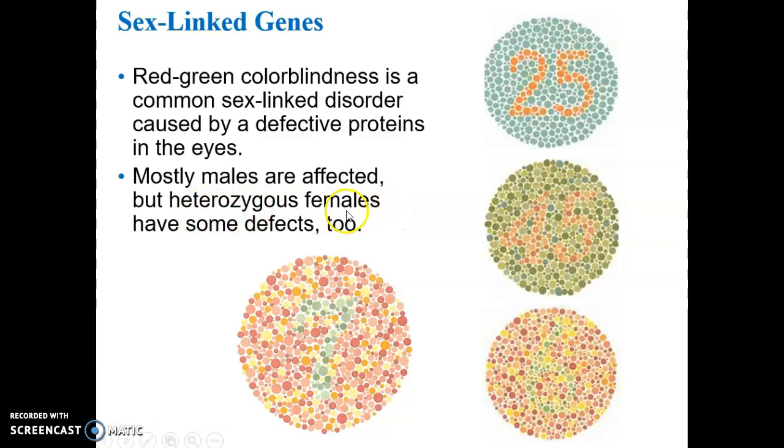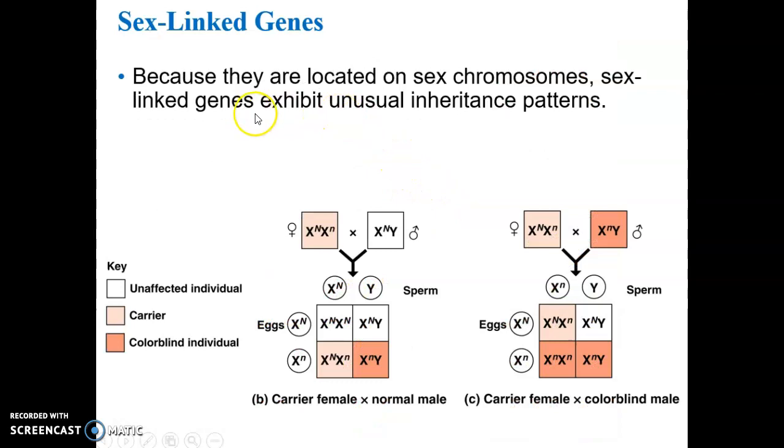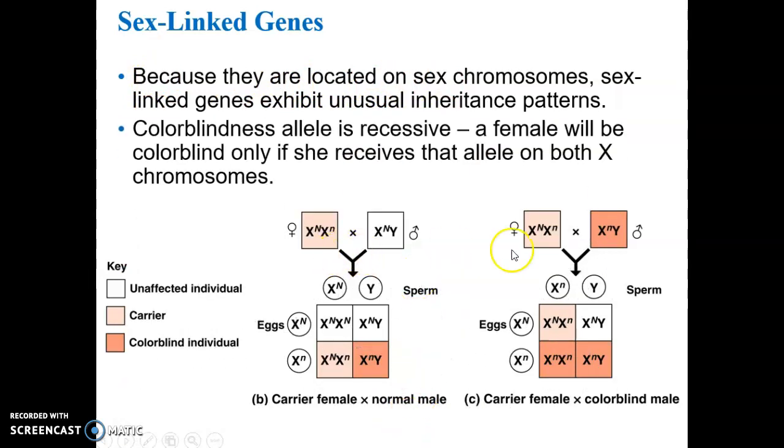Heterozygous females may have some defects, but generally they don't have colorblindness as severe as in males. It doesn't mean you're going to die or anything, it just means you're not going to be a pilot or a NASA astronaut, that sort of thing. Because they're located on the sex chromosome, sex-linked genes exhibit unusual inheritance patterns. It's more common in males. Colorblindness is a recessive condition.